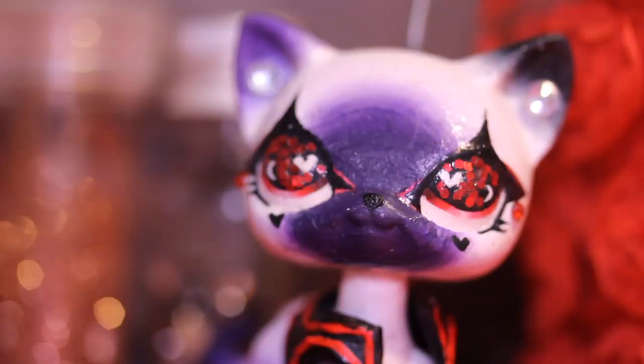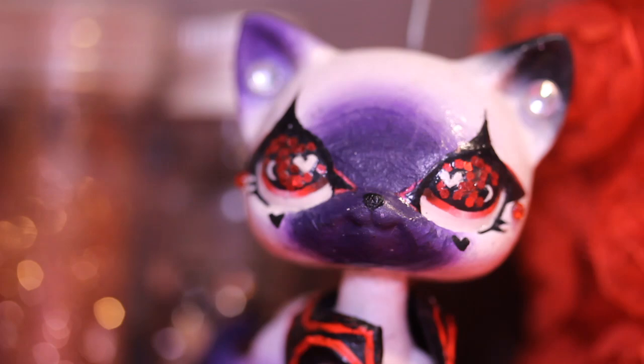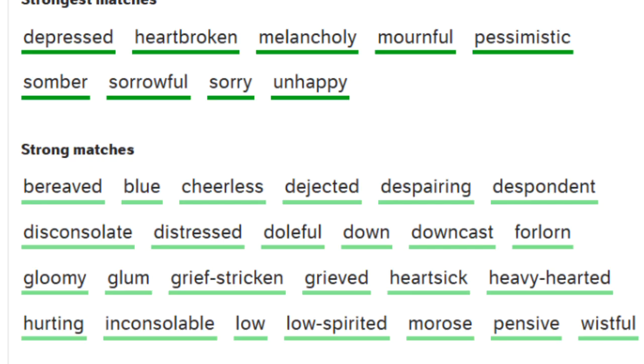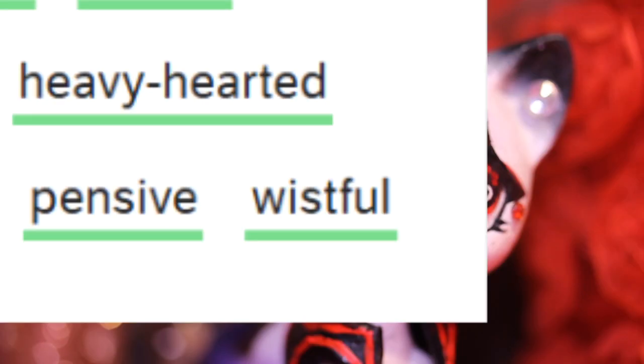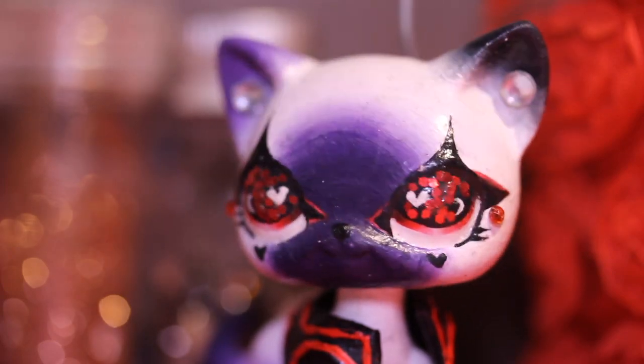Those were the strongest matches. And then we have strong matches like bereaved. I've never seen that word before. Like, English is my second language. Give me a break. We have the word blue, cheerless, dejected, despairing, despondent, disconsolate, distress, doleful, down, downcast, forlorn. What the fuck is forlorn, bro? Gloomy, glum, grief-stricken, grieved, heartsick, heavy-hearted, hurting, inconsolable, low-spirited, morose, pensive, fuck, English is weird. Okay, there were more matches than that, but you know, I'm too lazy to read them.